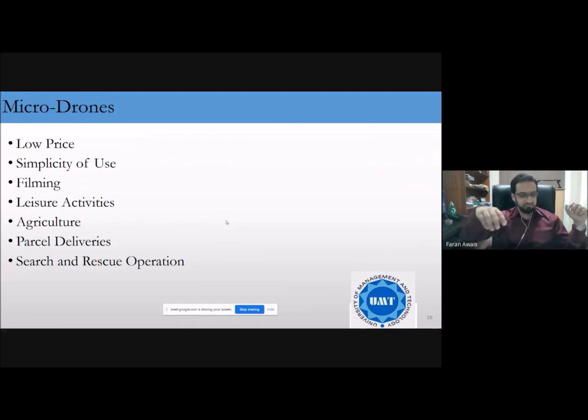Okay, so now I'm coming to the next part of my talk, which is particularly focused on drones, and that is the micro drone.